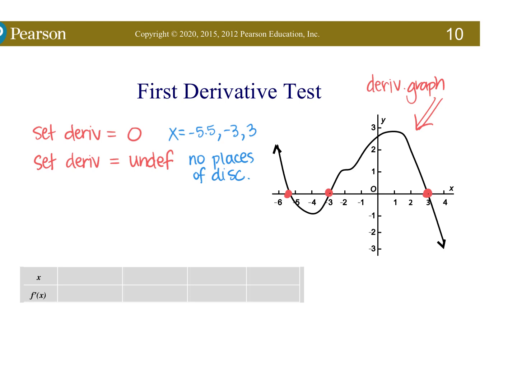All right, so for these, I have the intervals. So I'm going to set them up as follows. I'll have x less than -5.5. I'll have -5.5 up to -3. I'll have -3 up to +3. And then I'll have all x's greater than +3.